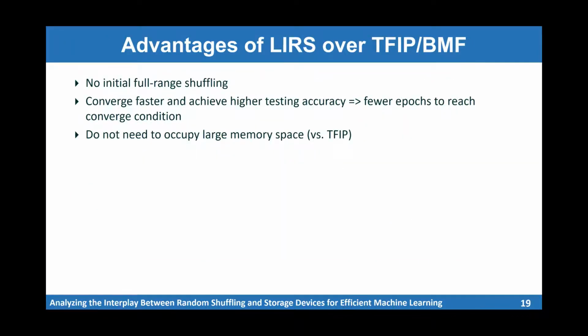Compared with the BMF and TFIP approaches, LIRS does not need the initial full-range shuffling process, and since it has higher random degree, the training process could converge faster and could even potentially achieve higher testing accuracy. For DNN training, LIRS does not need to reserve a large memory space for random shuffle queue as TFIP.